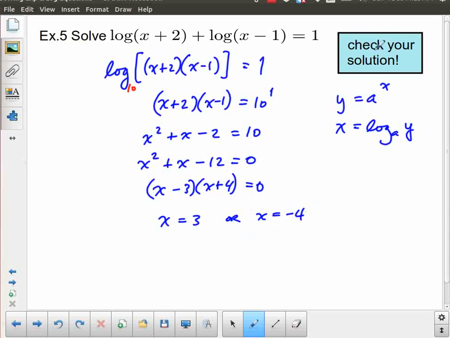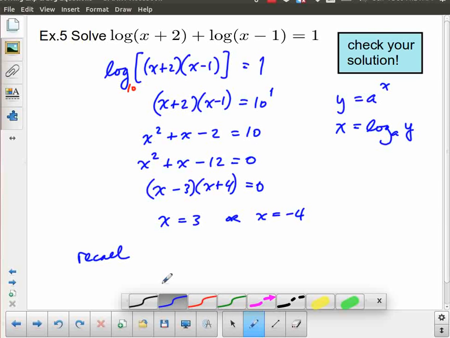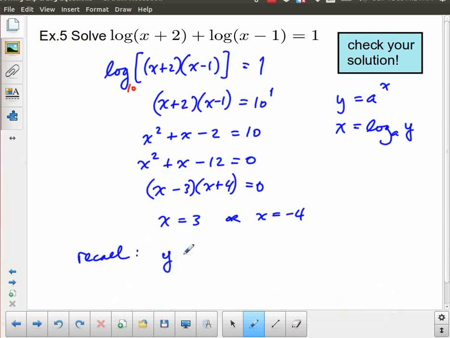Now, I say to check your solution, but before we check our solution, I'd like us to think about this a little bit as well, which is these are both variables that are in logarithms. So I'm going to say recall that if I have y, actually I need to do this to the side because this is rough work, it definitely doesn't belong here.